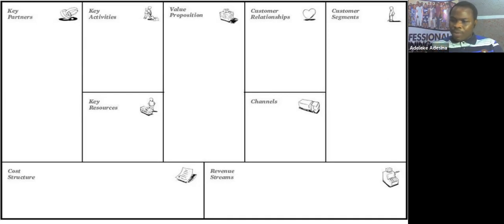I'm going to talk more on these things on Saturday. We're having a summit this Saturday, the 10X Revenue Summit. I'll be talking more on all of these things, how you can create a sales funnel and all of that. So you need to know the channels to reach your customers.